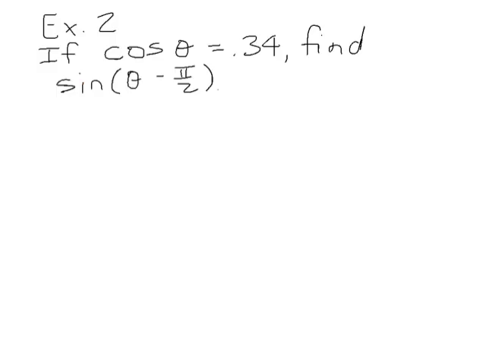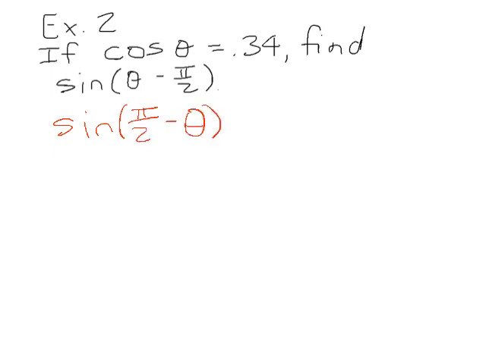Okay, so here's another one. If the cosine of theta is 0.34, find the sine of theta minus pi over 2. And again, we want to use trig identities, and some of these were on that first page, but look at your circle card, and one of the identities on there that you'll see is the sine of pi over 2 minus theta.